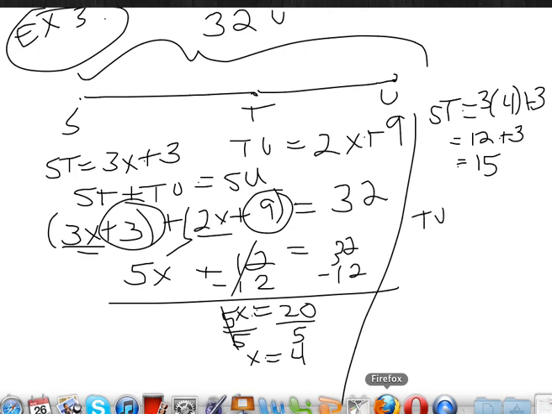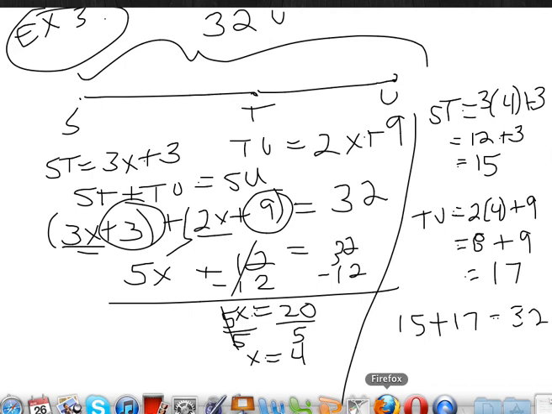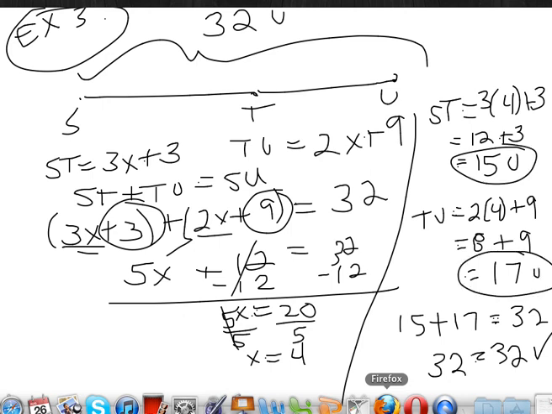And then I'm going to do the same thing with TU, and I'm going to plug 4 back into my expression. So I get 2 times 4 plus 9, and I get 8 plus 9 equals 17. To check, we would say that 15 plus 17 needs to equal 32. So the sum of our parts must equal our whole. And if we simplify this left side, we get that 32 equals 32. And we are right. So your final solutions would be ST equals 15 units and TU equals 17 units.